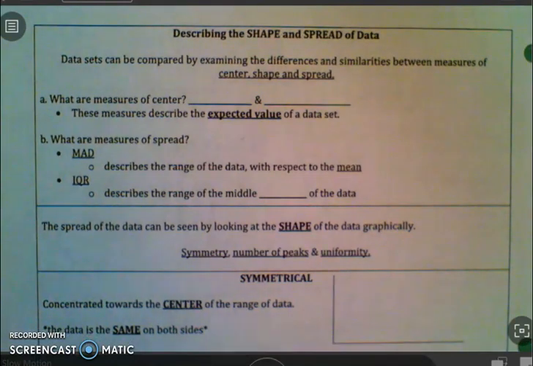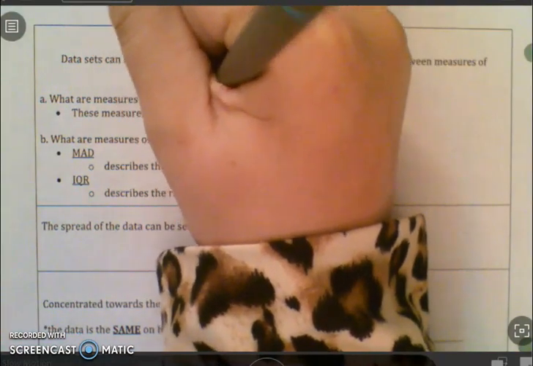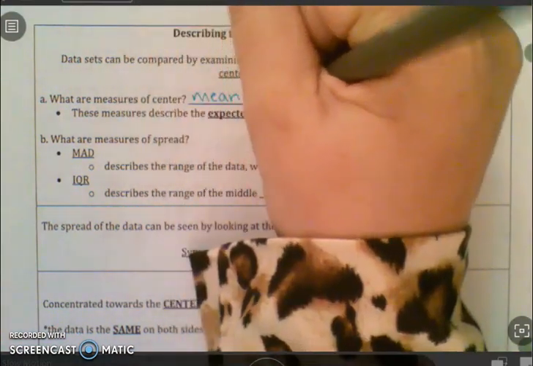So on the back, we have describing the shape and spread of the data. Data sets can be compared by examining the differences and similarities between the measures of shape, center, and spread. So what are the measures of center? That's going to be your mean and your median.